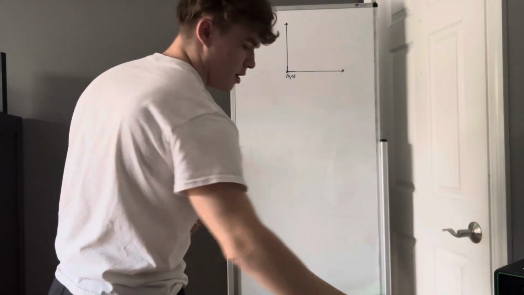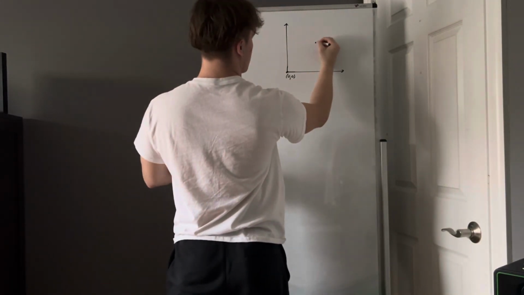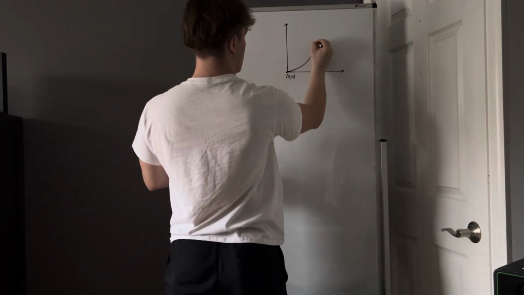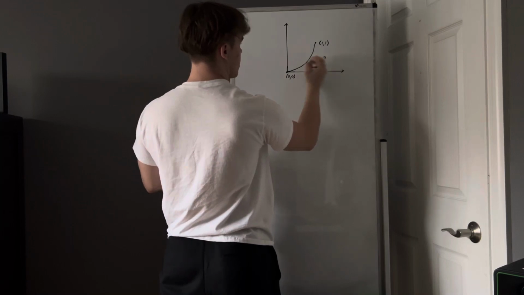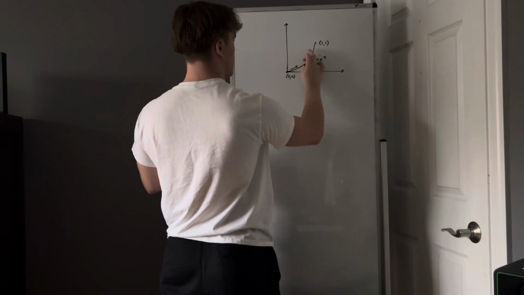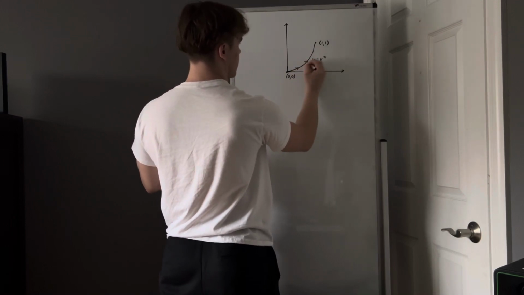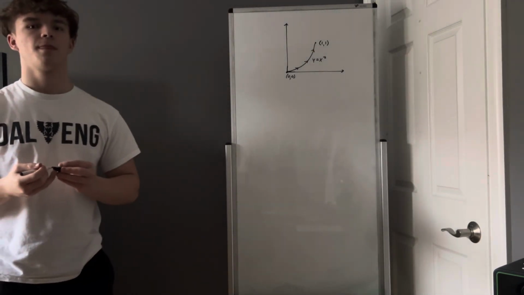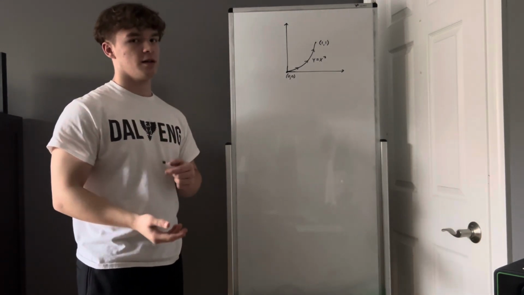Now let's find this line segment. This is y equals x squared, and we're going along the line. I just realized I could be drawing this much better. Our line is just going like this. So this is actually quite easy.